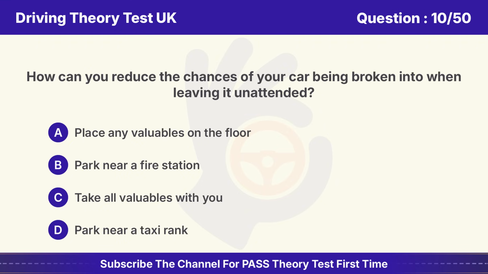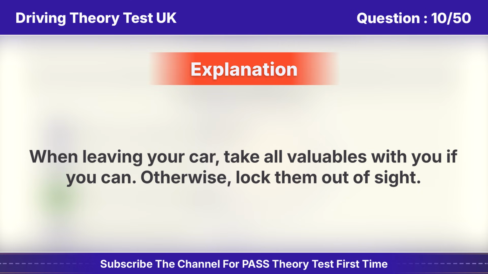Question 10. How can you reduce the chances of your car being broken into when leaving it unattended? Answer is C. Take all valuables with you. When leaving your car, take all valuables with you if you can. Otherwise, lock them out of sight.